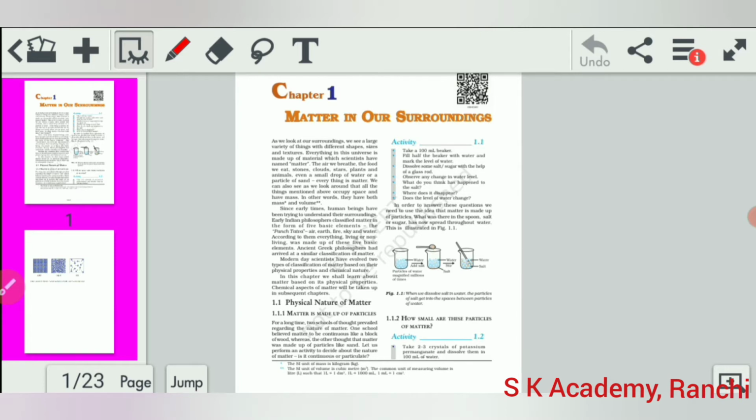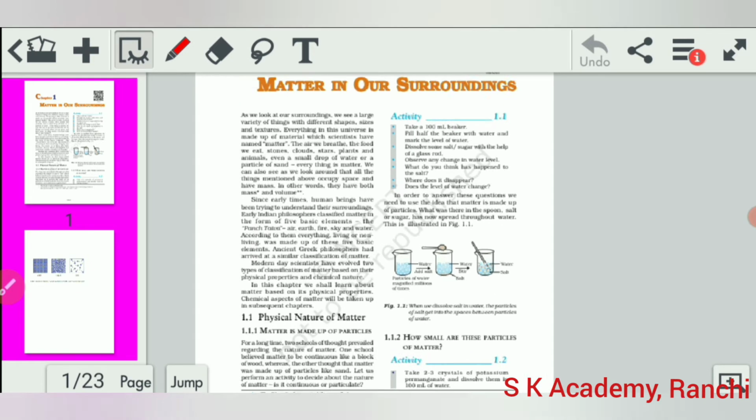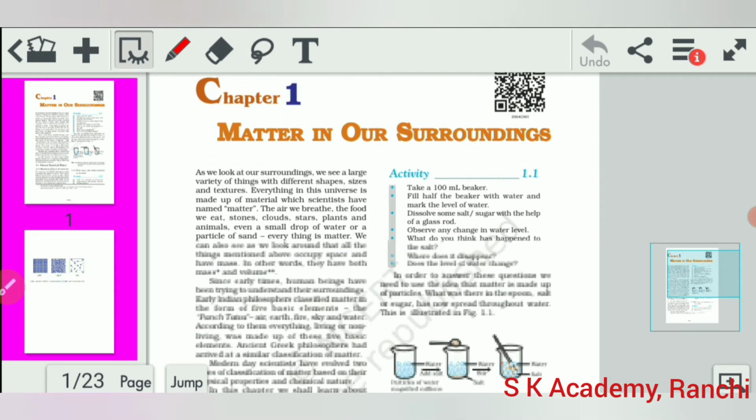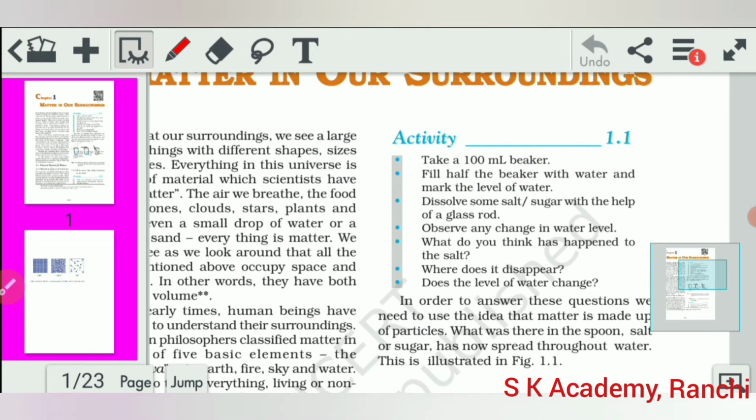Then after we will know some concepts like latent heat of vaporization, latent heat of melting, and at the end we will learn the differences between boiling and evaporation and the factors affecting the rate of evaporation. So let's start this chapter. So on the screen you have the first page of this chapter, the first page of NCERT. So let's see what is written on the first page.